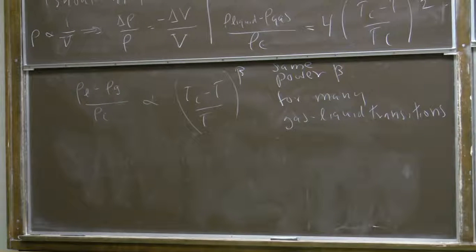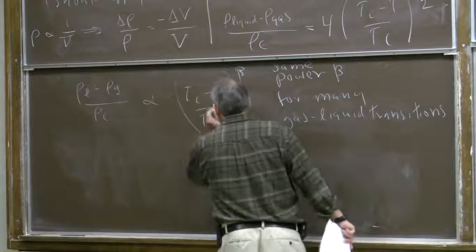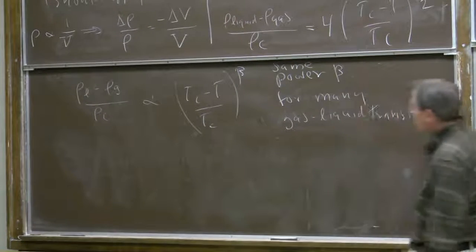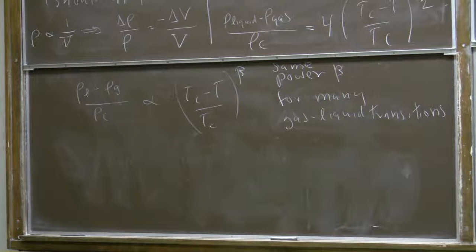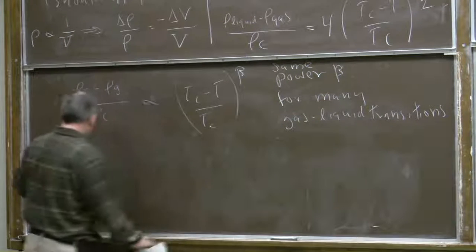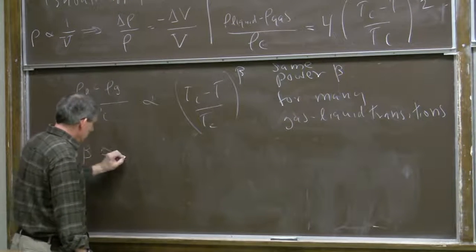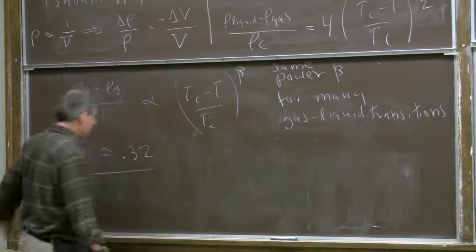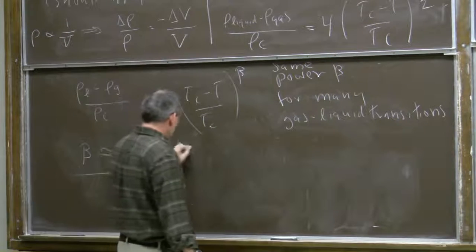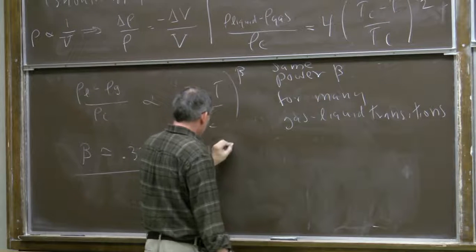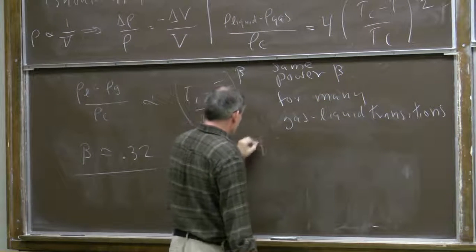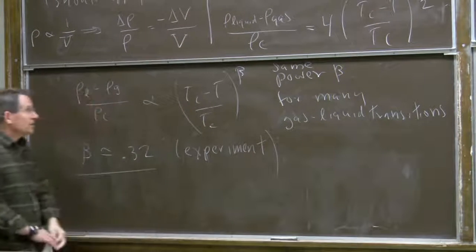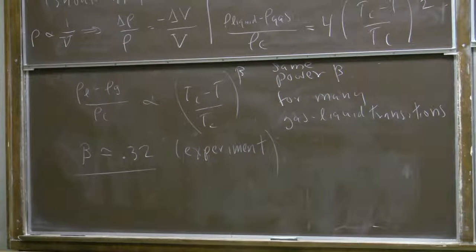And do you mean tau critical in the denominator? Yeah. Okay. So it's universal, but beta is actually 0.32. When experiments are done, it's 0.32 in lots of different gas-liquid transitions, but it's not 1/2, it's 0.32.